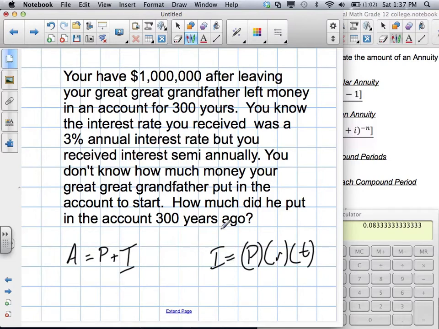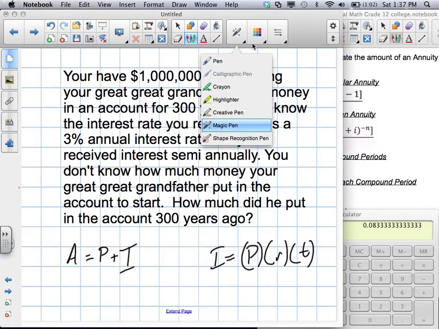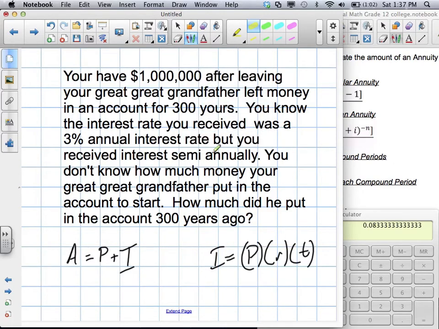Okay. What are we looking for? How much money did we start off with? And what variable is that considered?